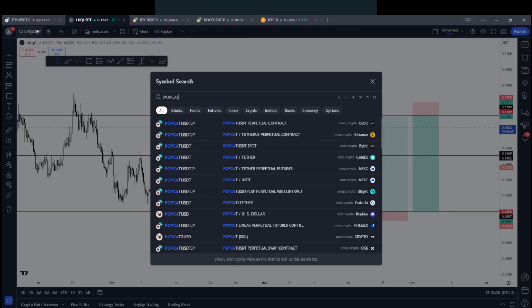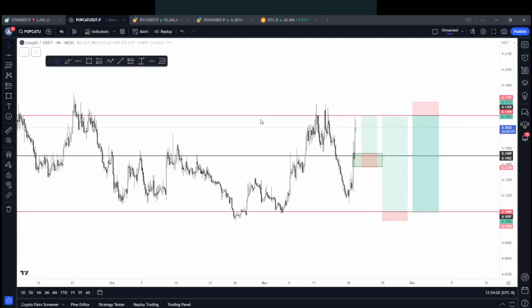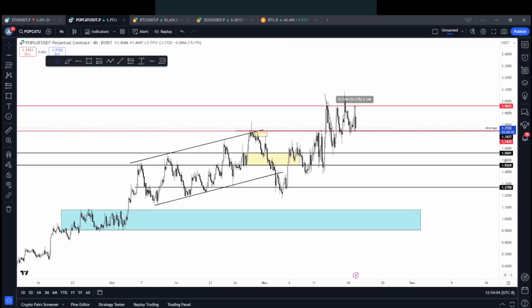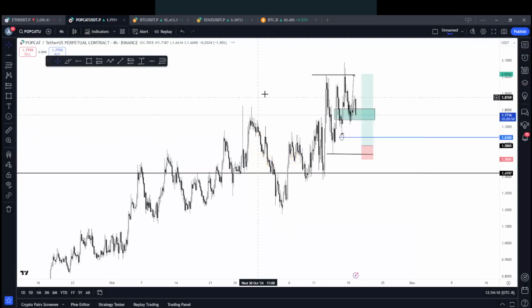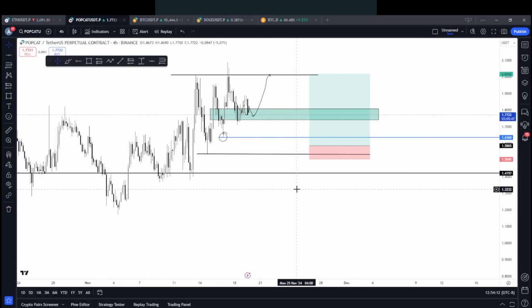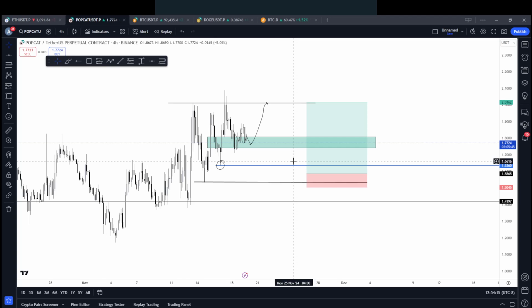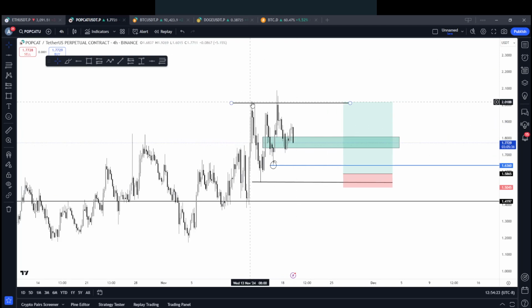Popcat. Let me get another chart. Okay. So I discussed this in my stream. Here's the highs, right? This is the low that I want to sweep. So I'm looking for a sweep of these lows and hold, and then I will long, but here is our range low.